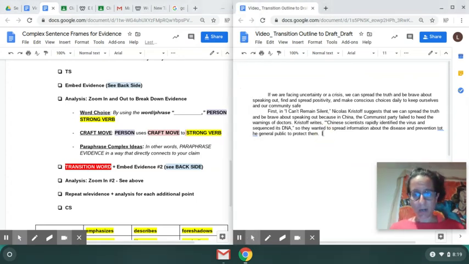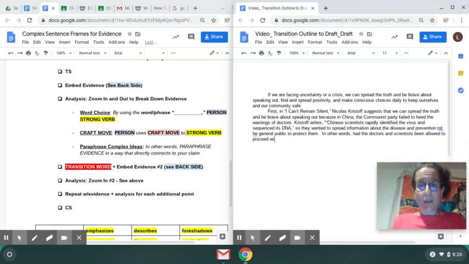So I'm going to come in here and use that sentence frame. In other words, had the scientists, the doctors and scientists been allowed to proceed or allowed to share their research, lives could have been saved.